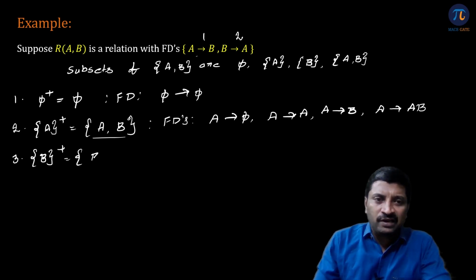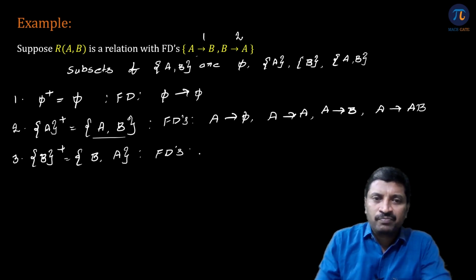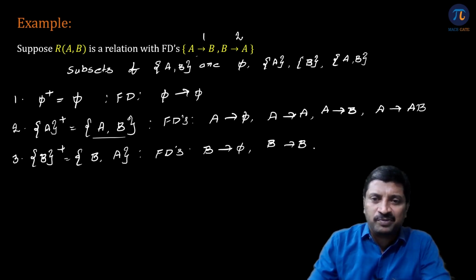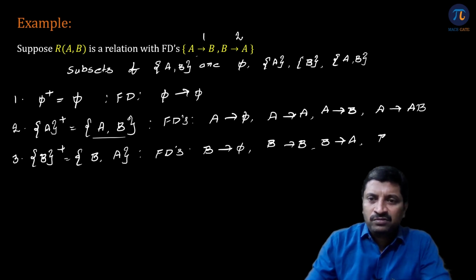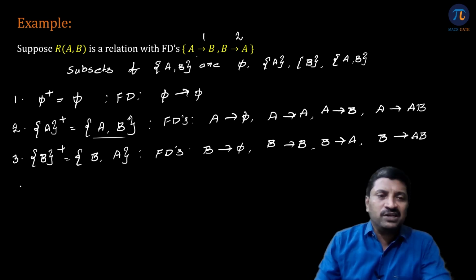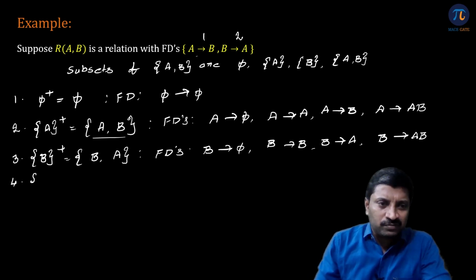So with B, I can find B. By using the second functional dependency, we can write A also. So what are the functional dependencies possible, sir? B implies empty set and B implies B. Of course, this is also a trivial functional dependency. With B, we can find A also. With B, we can write AB also. Am I clear, sir? So let us consider the next one.